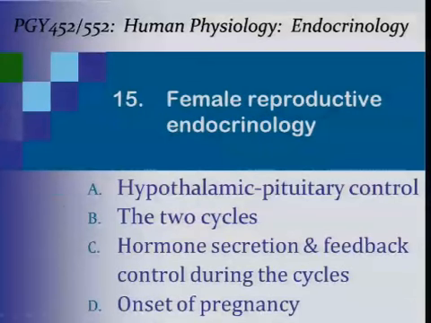Okay, with that, let's go to female reproductive endocrinology. Okay, and we'll start this one like we have the others with hypothalamic pituitary control. There are 2 menstrual cycles in women. We'll look at the hormone secretion feedback control during the cycles, which is probably the most complicated thing we'll go over. And then the events right at the onset of pregnancy.